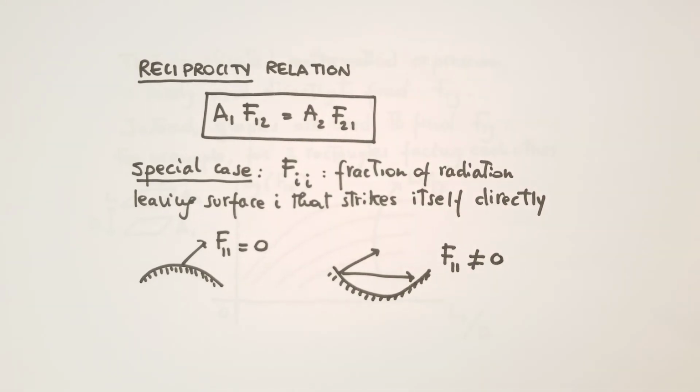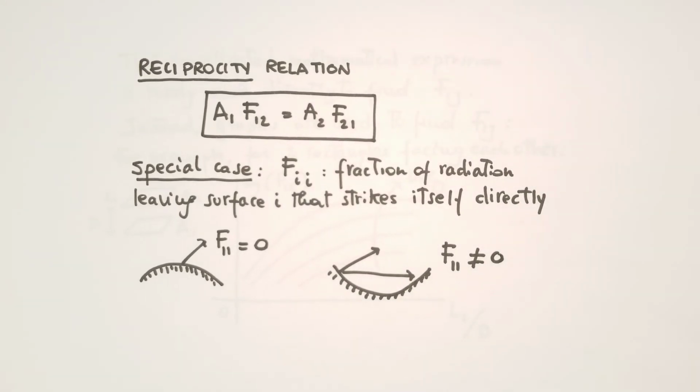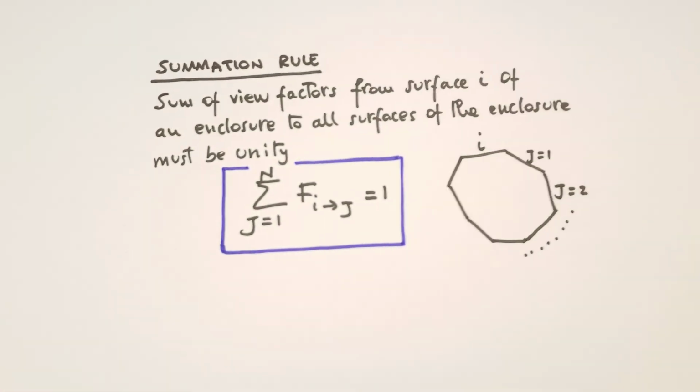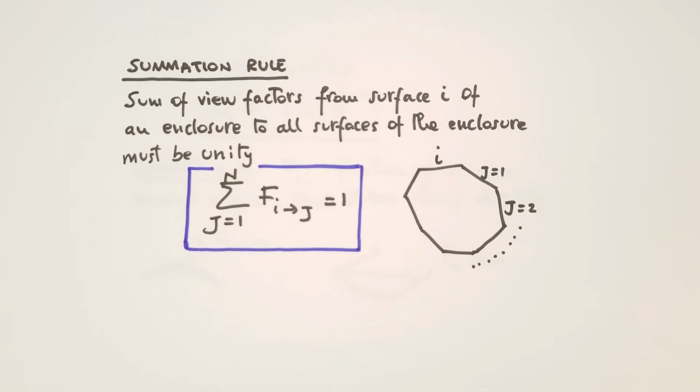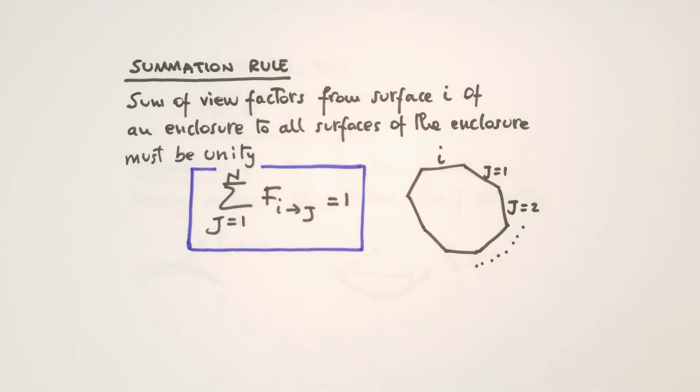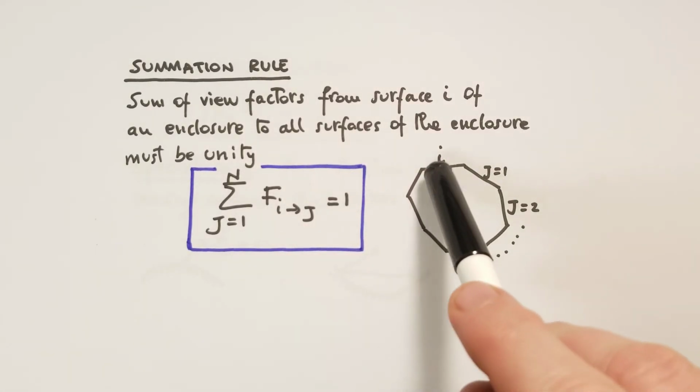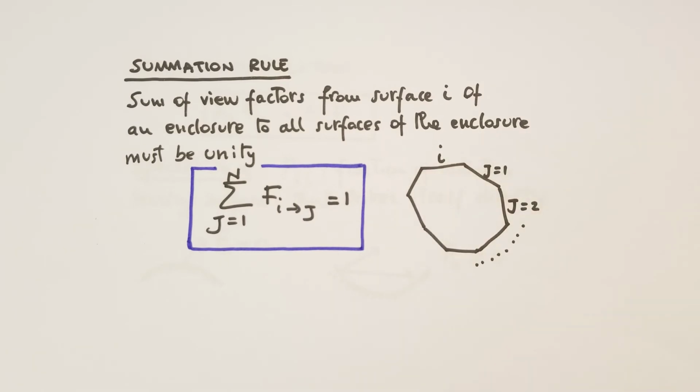Another important rule is called the summation rule. If you have an enclosure of surfaces, the sum of view factors from one of the surfaces of the enclosure, for example, surface I here, to all the surfaces of the enclosure must be unity. We indicate this by a summation, where J runs from 1 to the number of surfaces n. So the summation of Fij must be equal to 1. And of course, this is a consequence of conservation of energy.